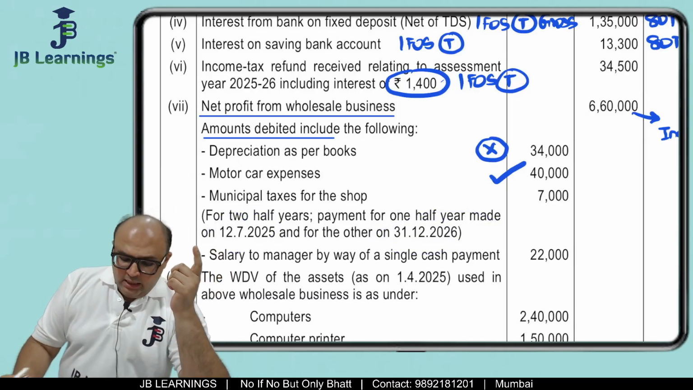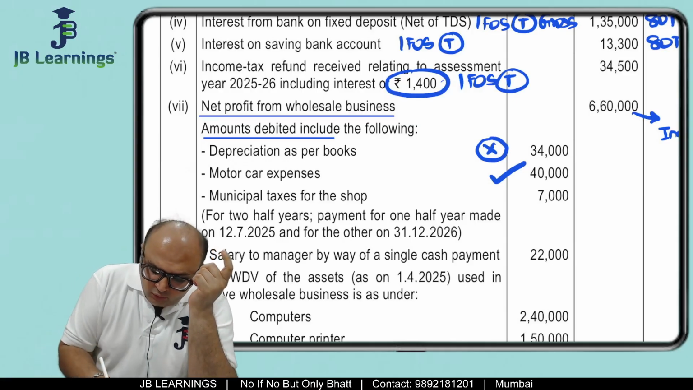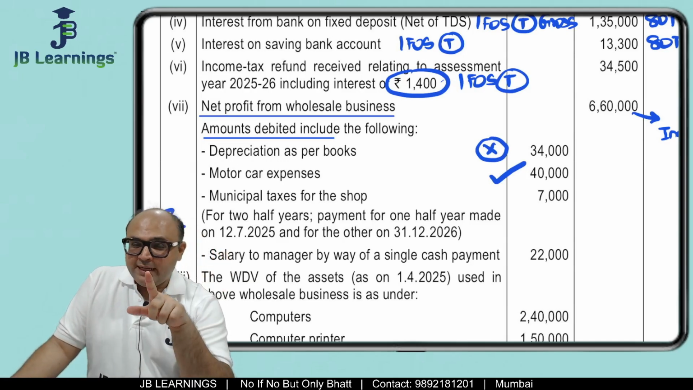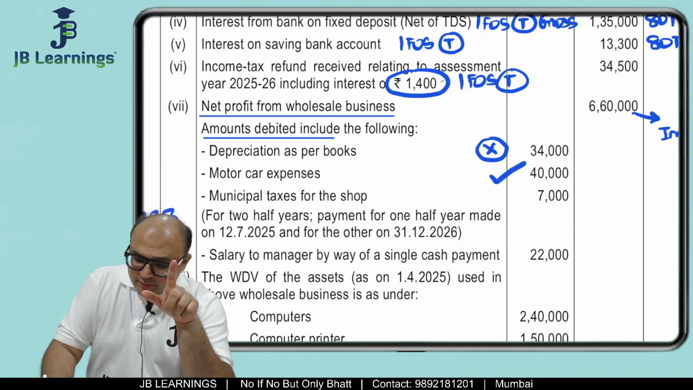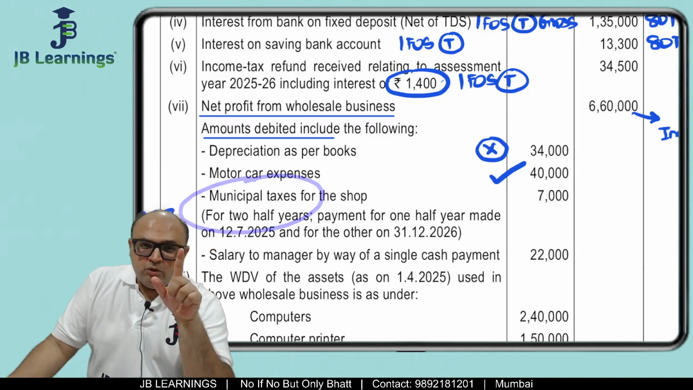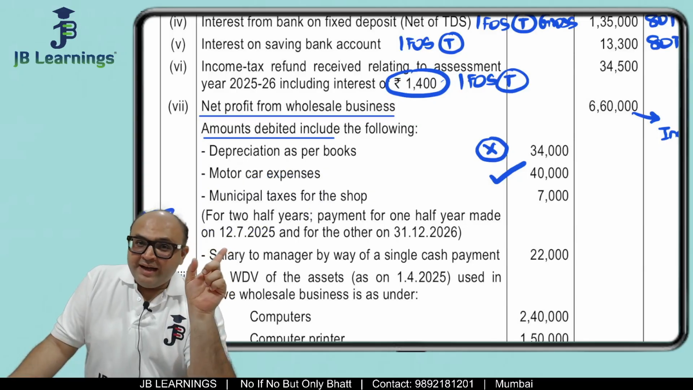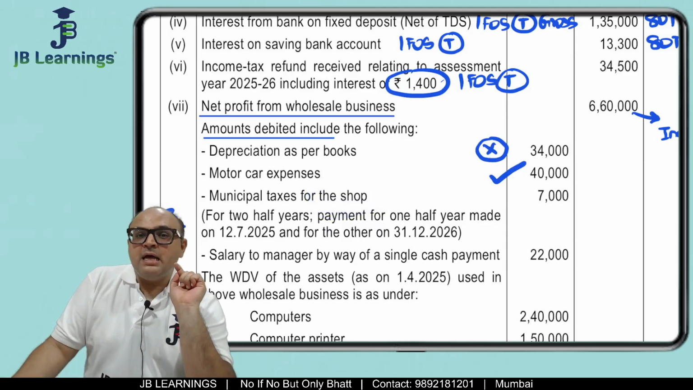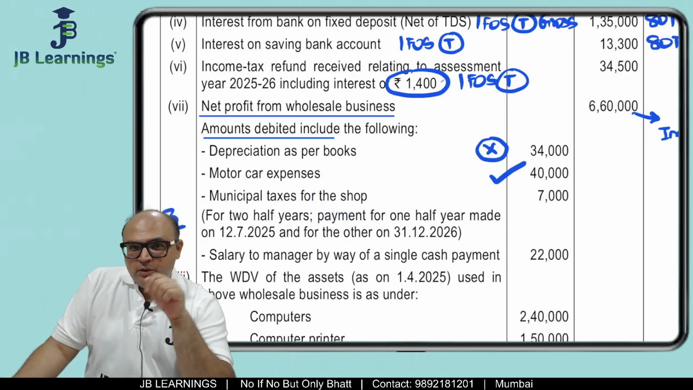Now see, there is section 43B which says taxes shall be allowed as a reduction only if they are paid. Now I am not talking about municipal tax in IFHP, right? Remember, this is PGBP, so don't mix the municipal tax of IFHP over here. This is municipal tax for your shop, which is your business premises. So this will go in PGBP only.